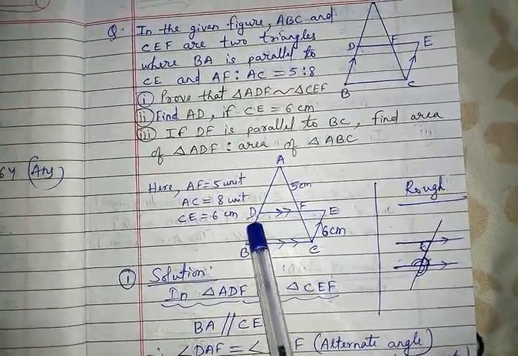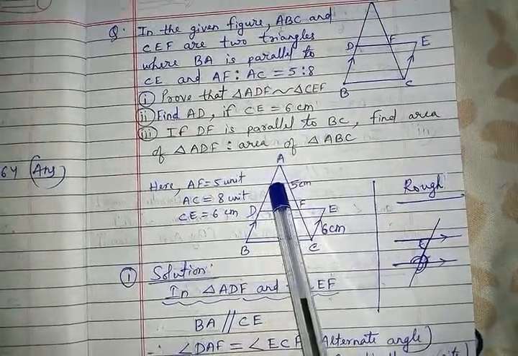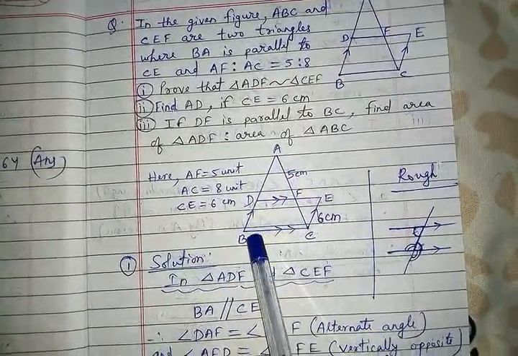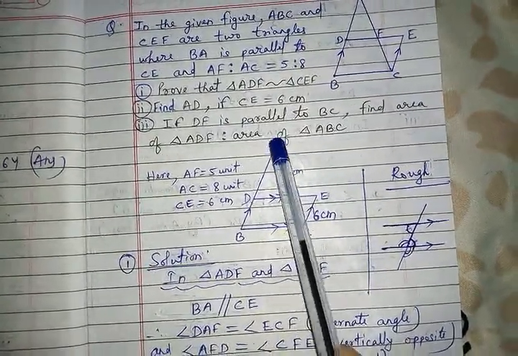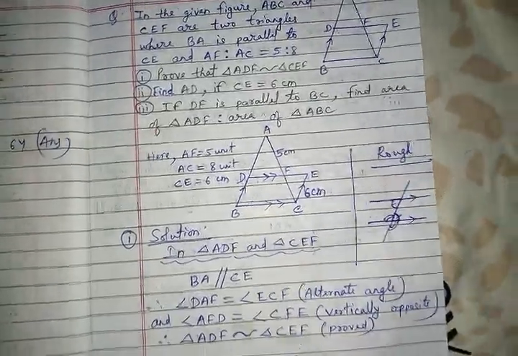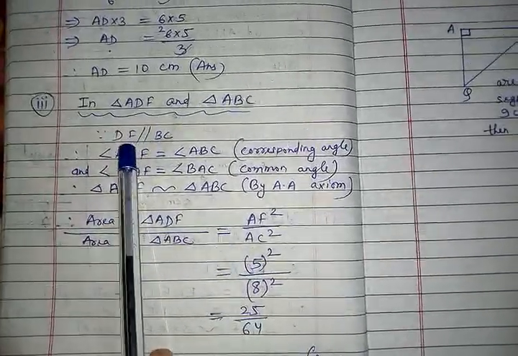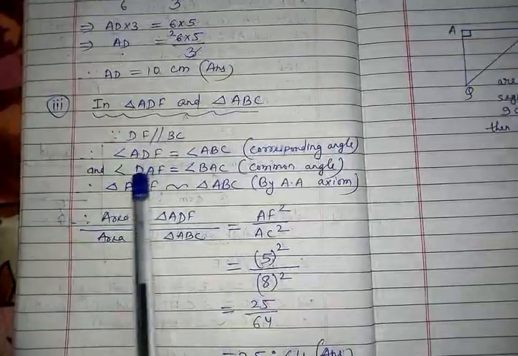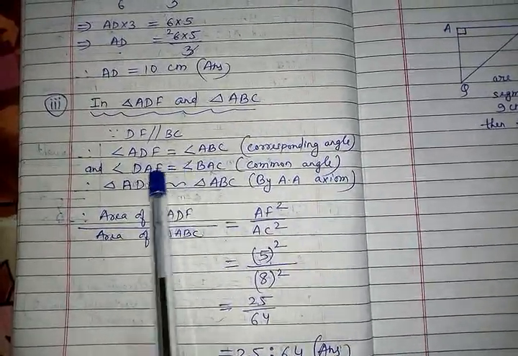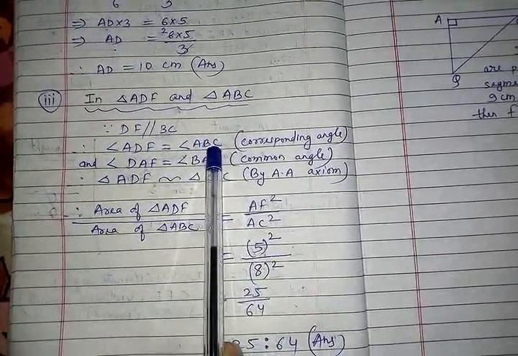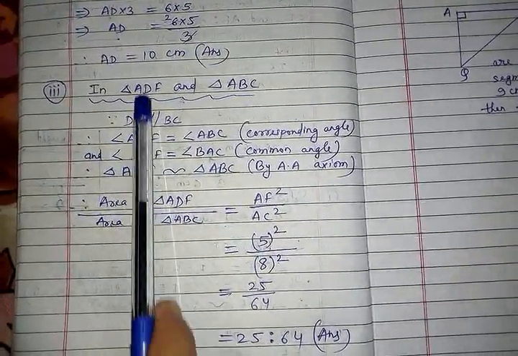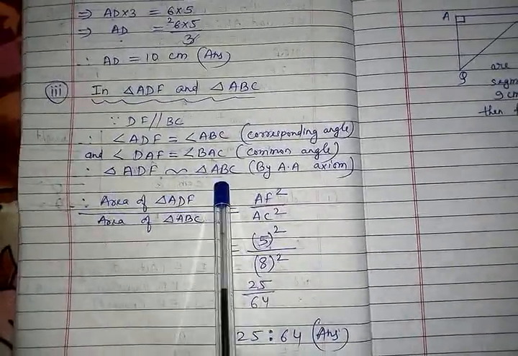Now this will be the corresponding angle and this will be the common angle. We all have done this type of question. So common angle and corresponding angle. So very easily we can prove that these two triangles, triangle ADF and triangle ABC, are similar. And then we will use the formula of area. As DF is parallel to BC, given, one will be a corresponding angle and one will be a common angle. That is, angle A is common and angle D and angle B are corresponding. So by the angle-angle axiom, we could prove that these two triangles are similar to each other.